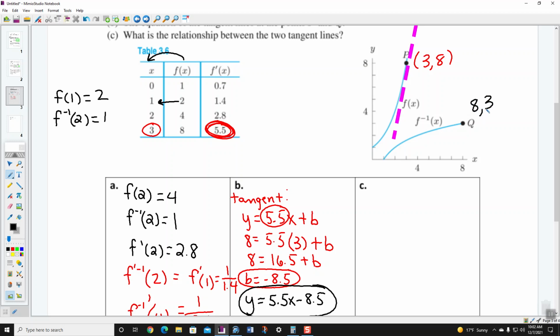How is (8, 3) related to (3, 8)? They are inverses of each other, right? And if these two points are inverses and the two graphs are the original f of x and f inverse of x, then at the inverse point, the slope for an inverse function is the reciprocal of that slope. And that slope was what value? Which means if I drew a line of tangency at Q, it would be the reciprocal of 5.5. So what's the slope of that line going to be? 1 over 5.5.